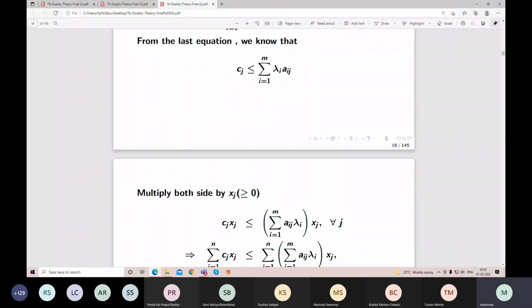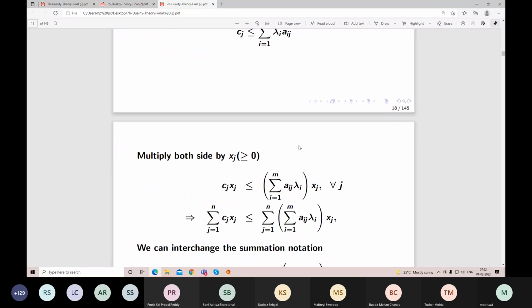Now we know our decision variable xj is given non-negative. With this inequation, multiply xj on both sides. If you multiply cj by xj, since it is a positive, non-negative quantity, the inequation remains. Yes or no? From cj less than or equal to this, you are multiplying xj, so cj xj is less than or equal to this multiplied by xj.